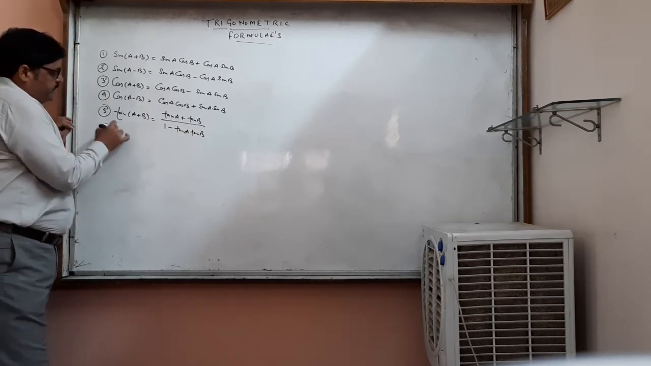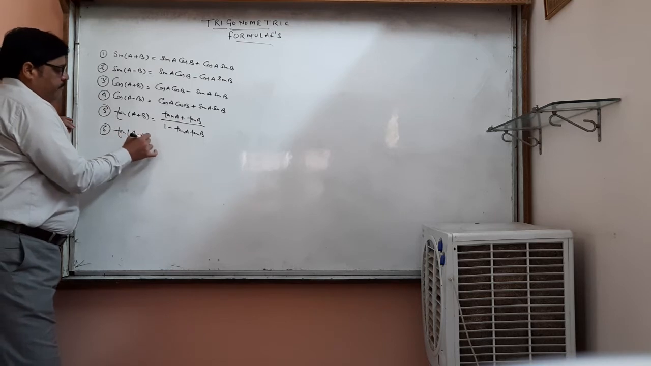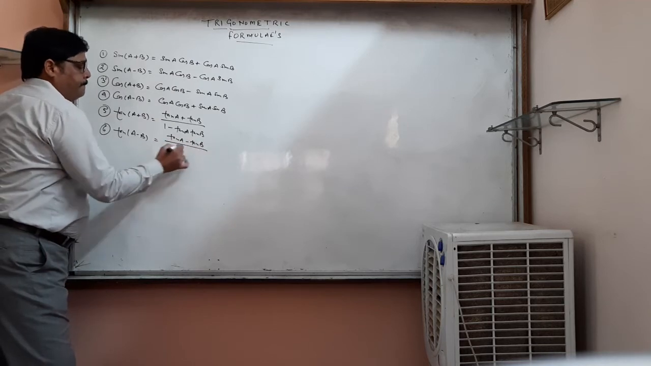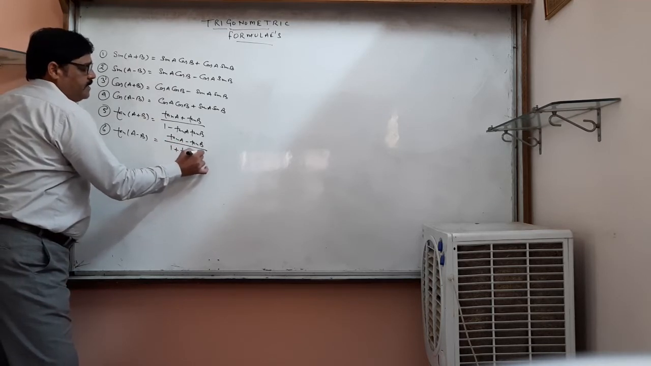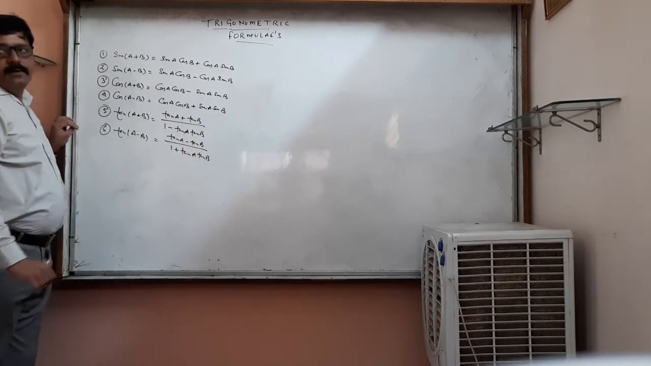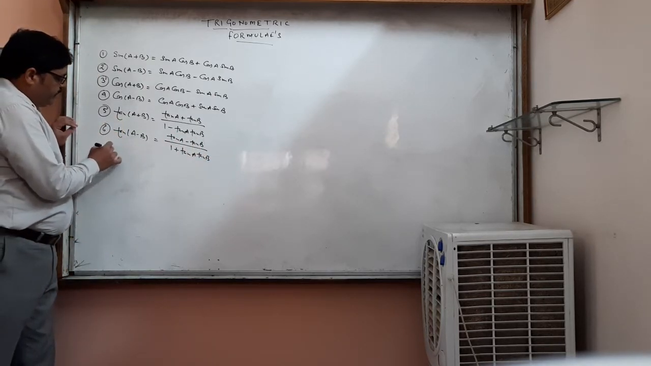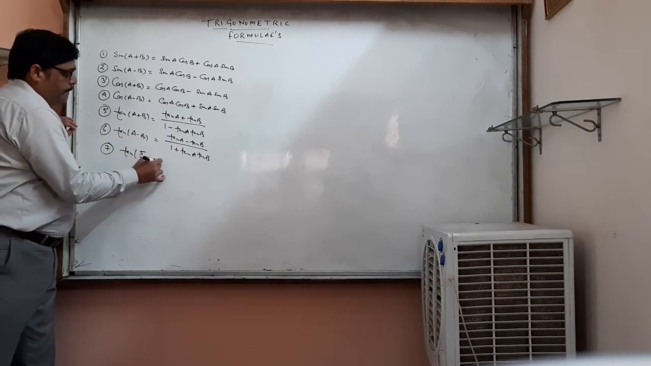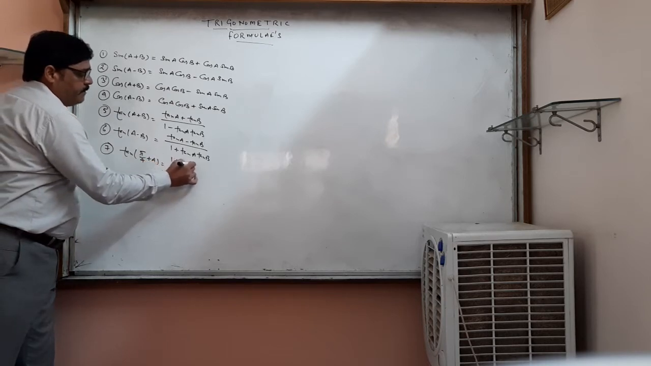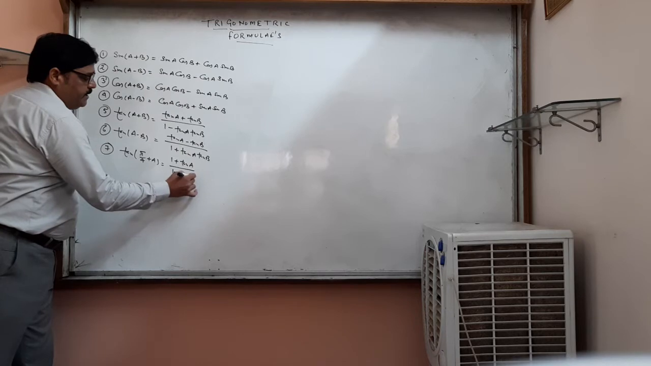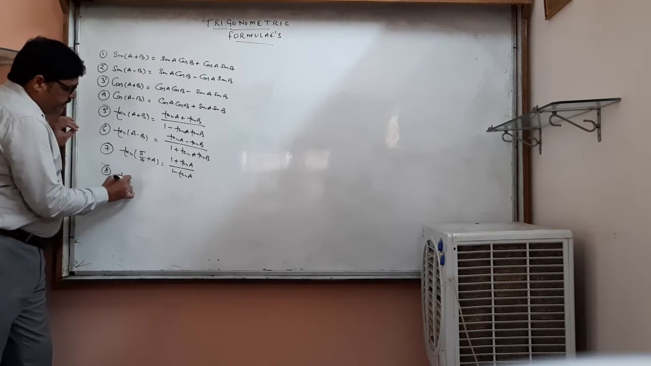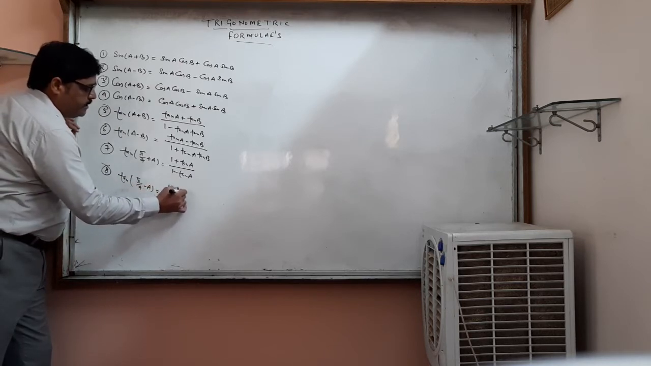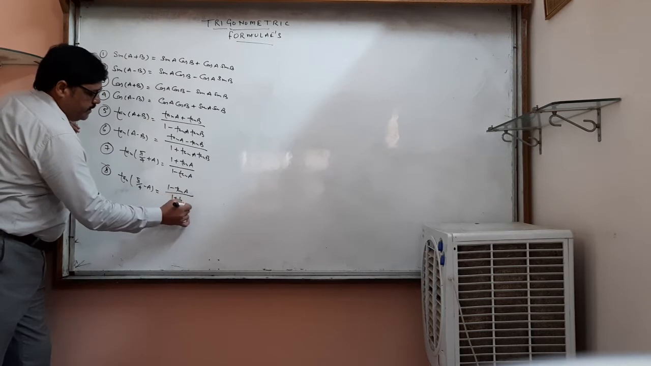Next, tangent A minus B is tangent A minus tangent B upon 1 plus tangent A tangent B. And from these two formulas we also find out the next ones. Tangent 45 plus A is 1 plus tangent A upon 1 minus tan A. Tangent 45 minus A is 1 minus tangent A upon 1 plus tangent A.